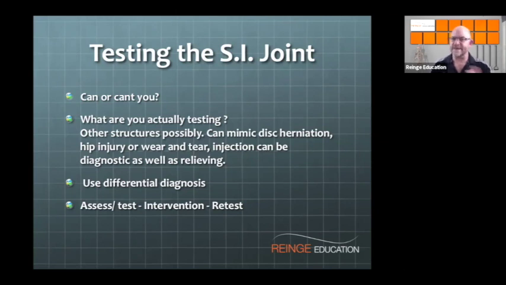Oh, I was expecting X, Y, and Z to happen. It didn't. I need to treat a different structure. I need to take a different approach. Actually, maybe it wasn't the sacroiliac joint at all, because I know I just mobilized it and it didn't help. Where else can the pain be coming from?